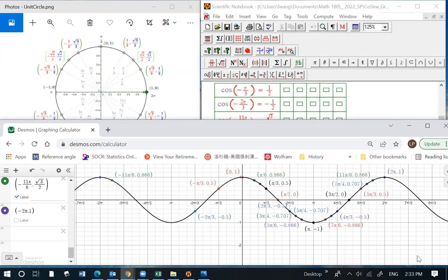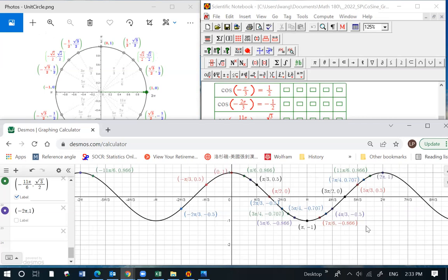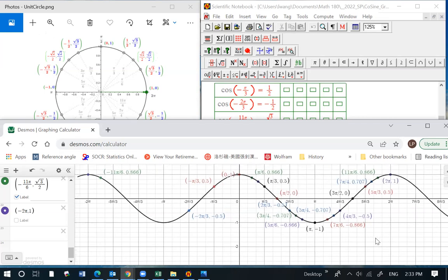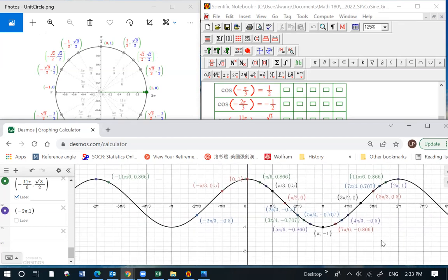What do you see, guys? From negative 2 pi to 2 pi. They look symmetrical, don't they? Do they look symmetrical? Let's look closer. Pi over 3, negative pi over 3. For negative pi over 3 and pi over 3, the outputs are the same.